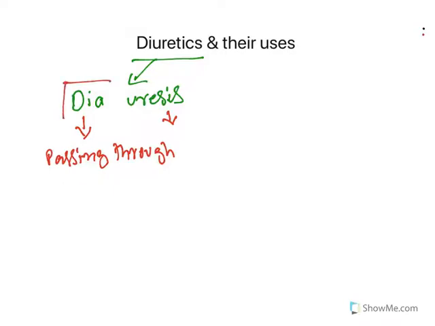This dia is also found in diabetes mellitus. In diabetes mellitus, diabetes means passing through the body, mellitus means sweet. That means in diabetes mellitus, sweet urine is passed out of the body.